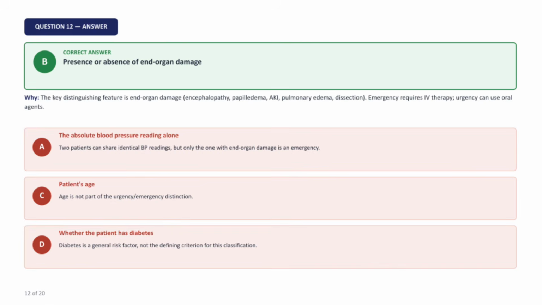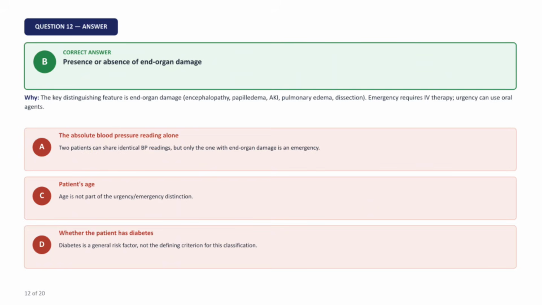The correct answer is option B, presence or absence of end organ damage. The key distinguishing feature is end organ damage: encephalopathy, papilledema, acute kidney injury, pulmonary edema, and dissection. Emergency requires IV therapy. Urgency can use oral agents. Now, why isn't A correct?